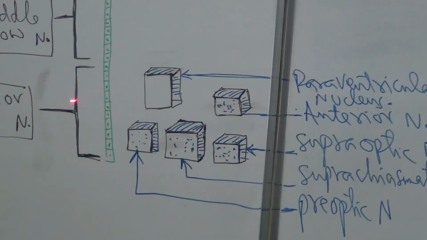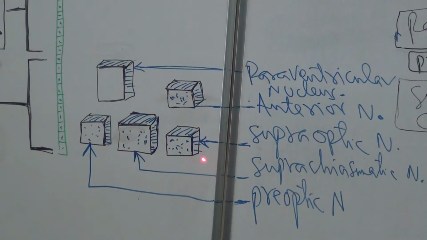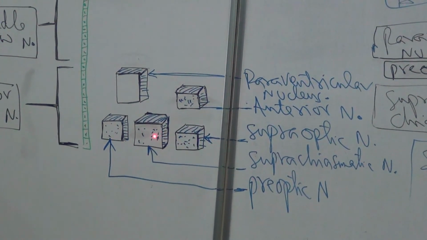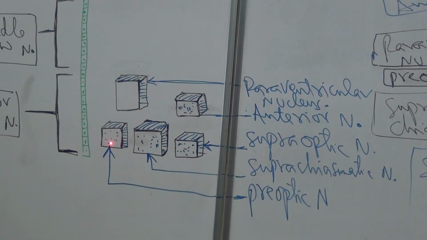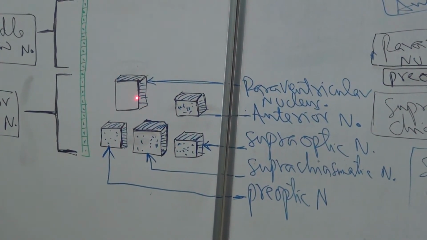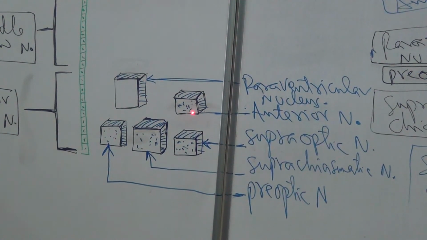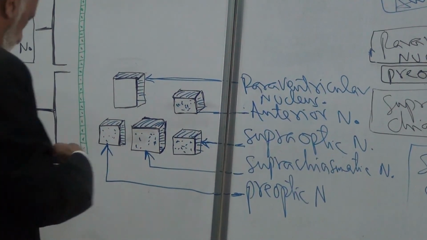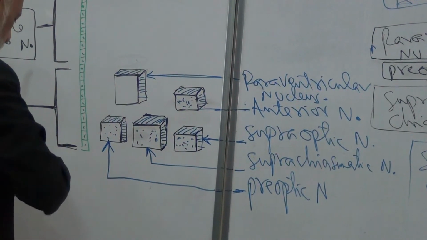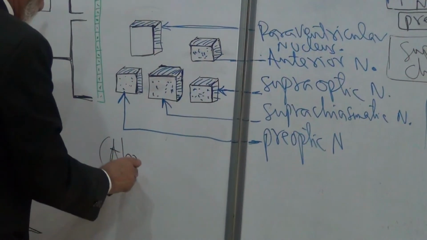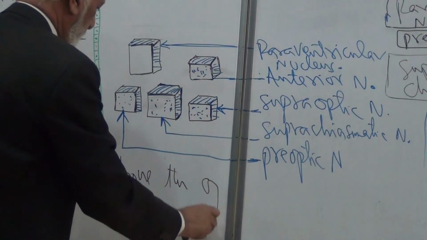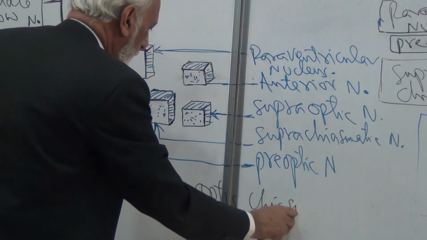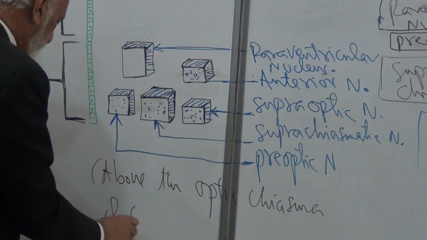So in the anterior row of the hypothalamus, there is a supraoptic nucleus, then suprachiasmatic nucleus, then preoptic nucleus, paraventricular nucleus, and the anterior nucleus. These nuclei lie above the optic chiasma and optic tract.